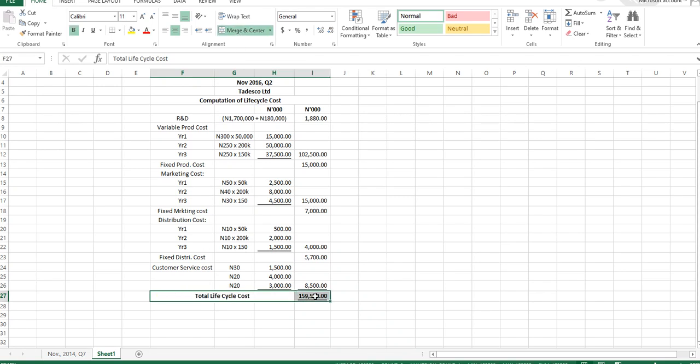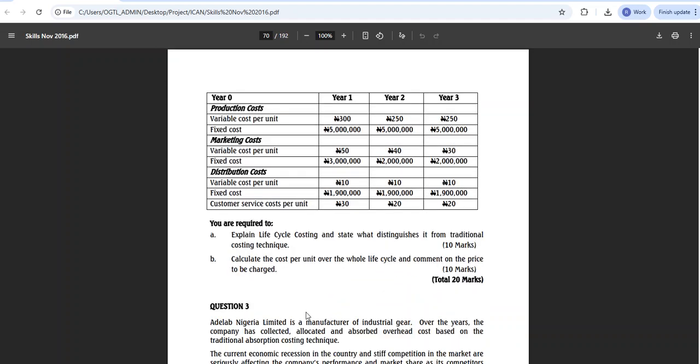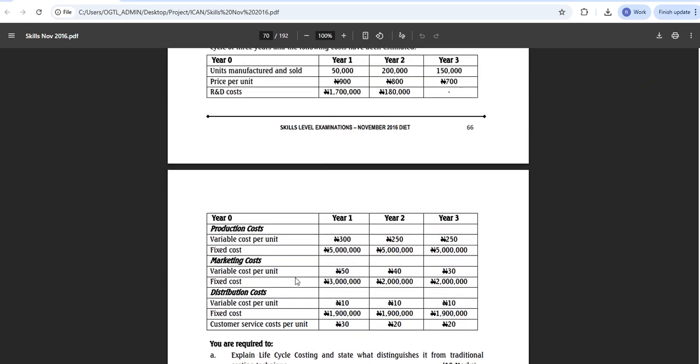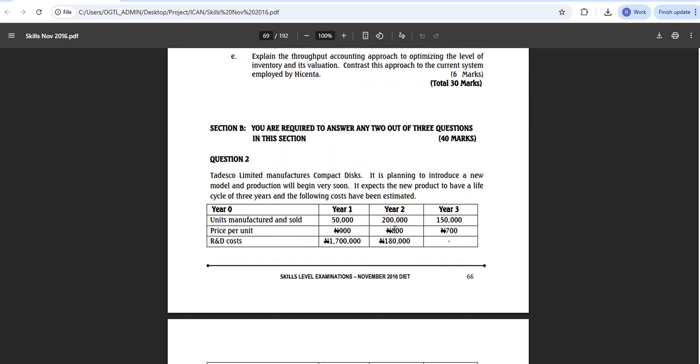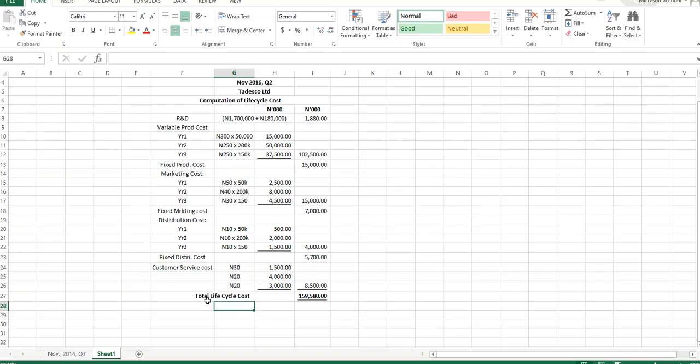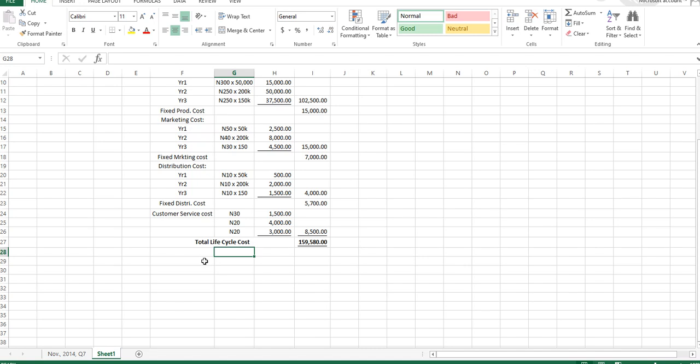Do you understand? Now, if this is the cost, check the question. The question is not asking for the total life cycle cost. The question says life cycle cost per unit. So what's the total number of units we have produced? We'll be producing 50, 200, 150. That gives us 400,000 units. So this cost will now be life cycle cost per unit.